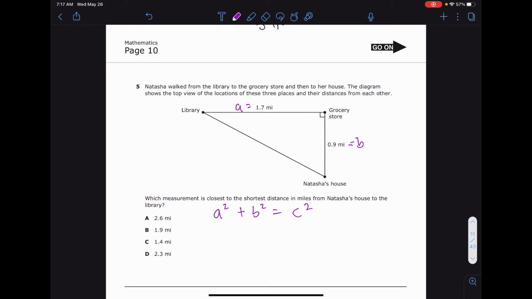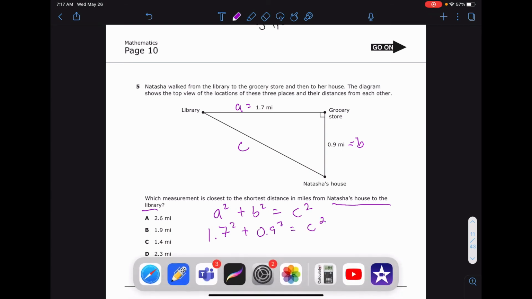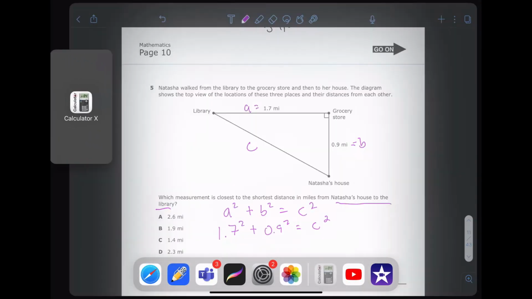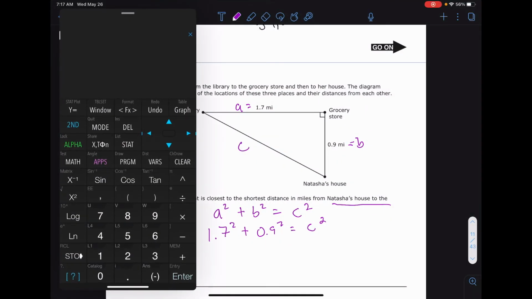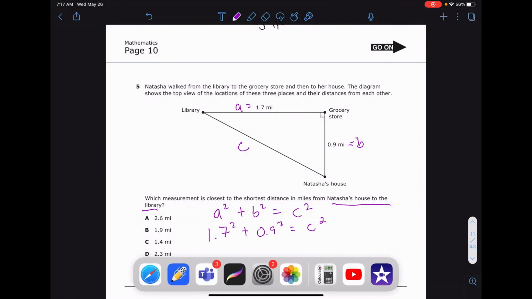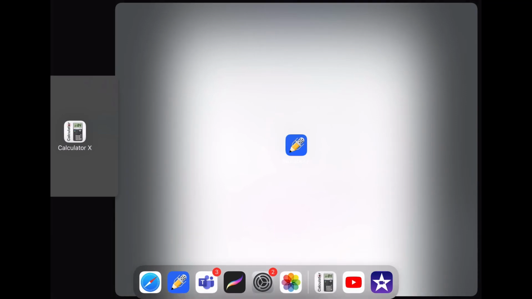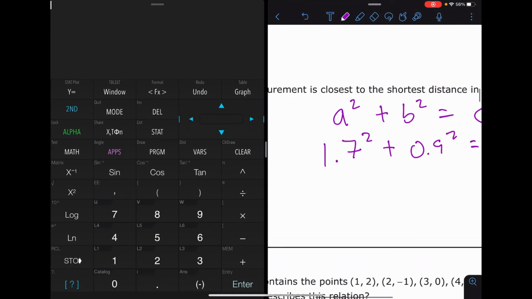And they want to know from Natasha's house to the library. So they want the hypotenuse. Quieren encontrar C. So just put in your numbers. 1.7 squared plus 0.9 to the power of 2 equals C squared. And all you do now is, give me 1 second. Put it in your calculator. This is 1.7 to the power of 2 plus 0.9.